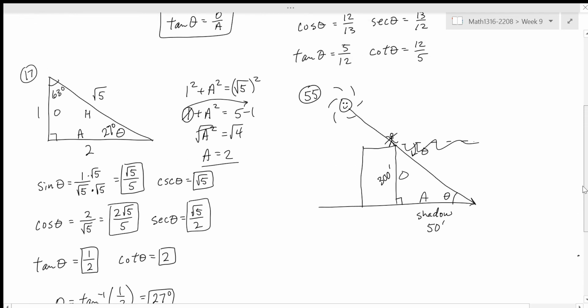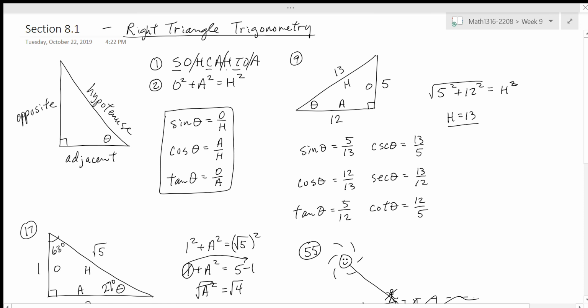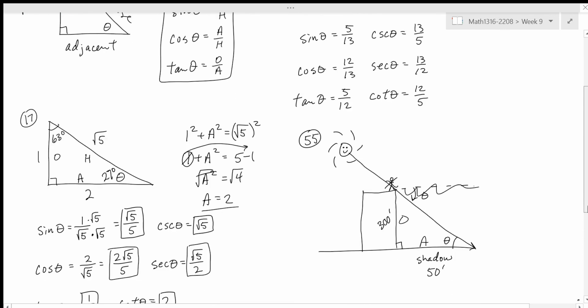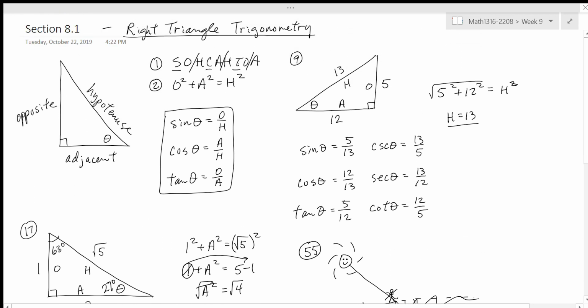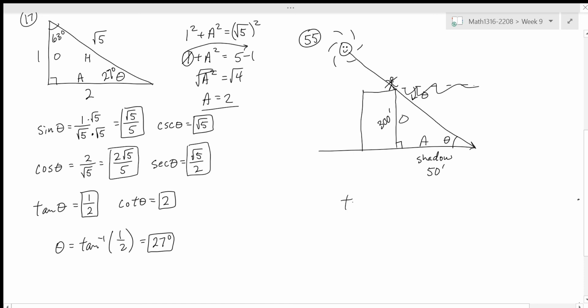So now let's talk to the chief. What two sides are involved? If opposite and adjacent are involved, what trig function do I want to use? Tangent. So we're going to say tangent theta is O over A. Do y'all see how to determine which trig function to use? It's based on which two sides have numbers.